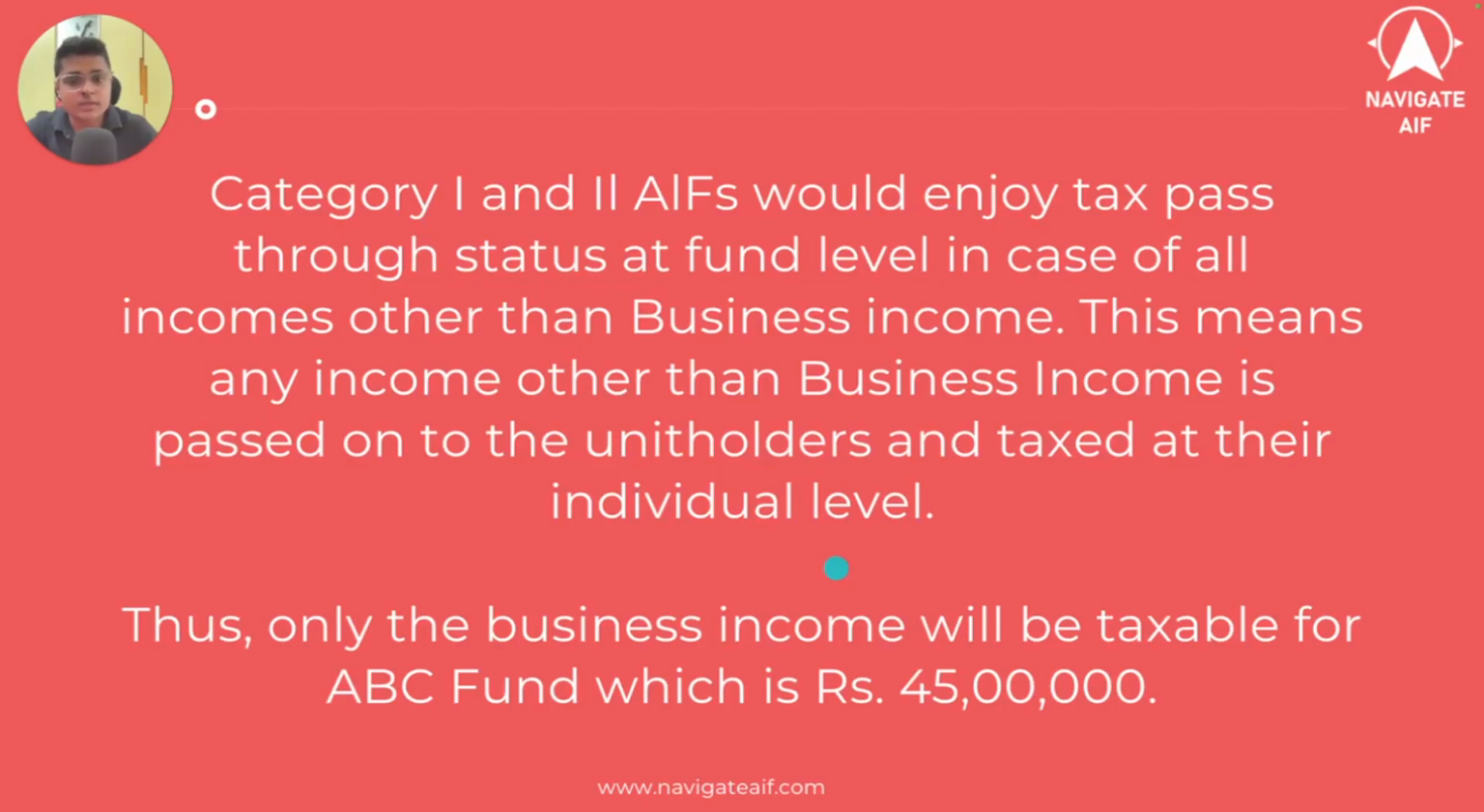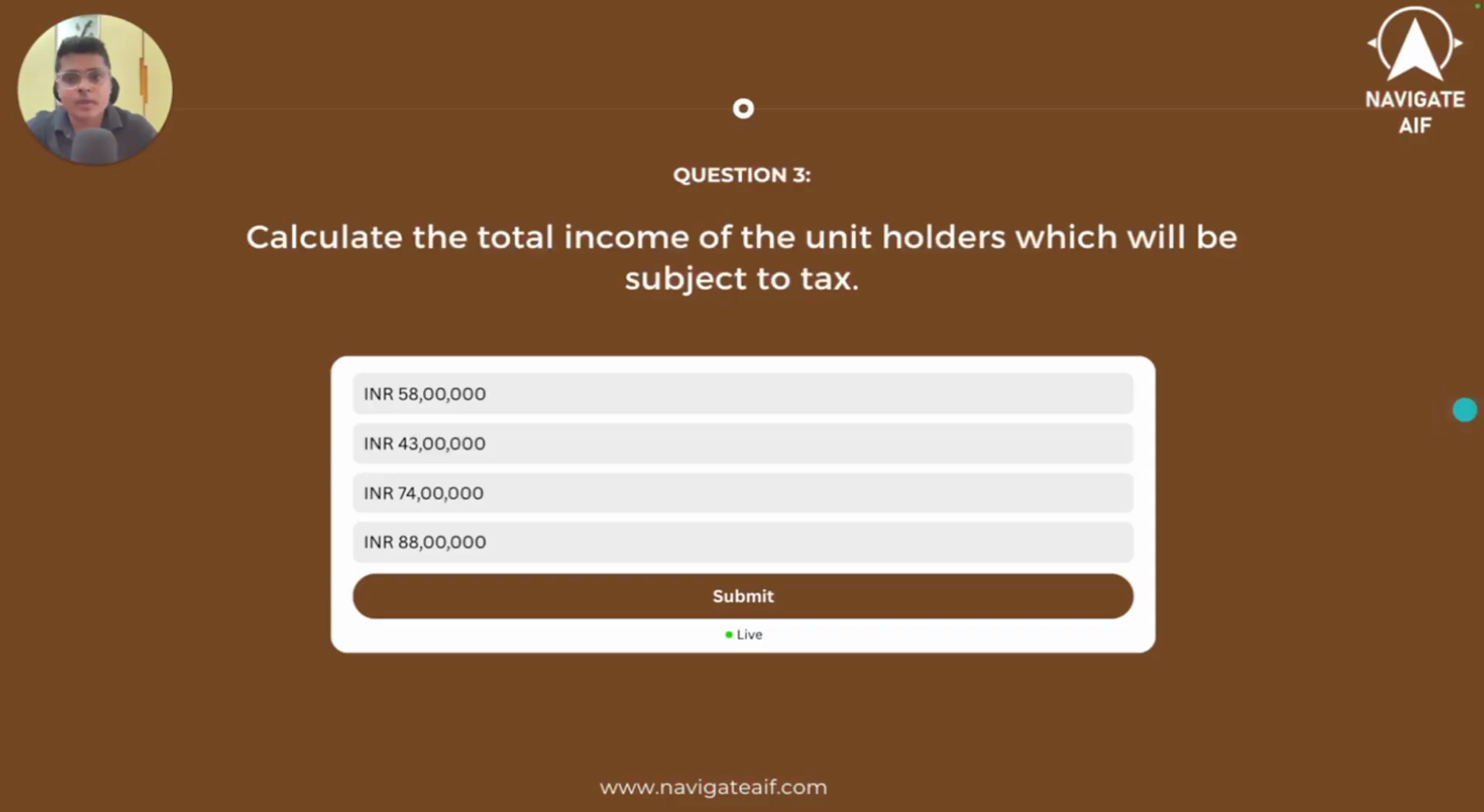The explanation is the same, which is all income other than business income would be passed through and business income would be taxable to the fund. Coming to the third question, calculate the total income of the unit holders which will be subject to tax. So the remaining income apart from business income would be subject to tax by the unit holders.